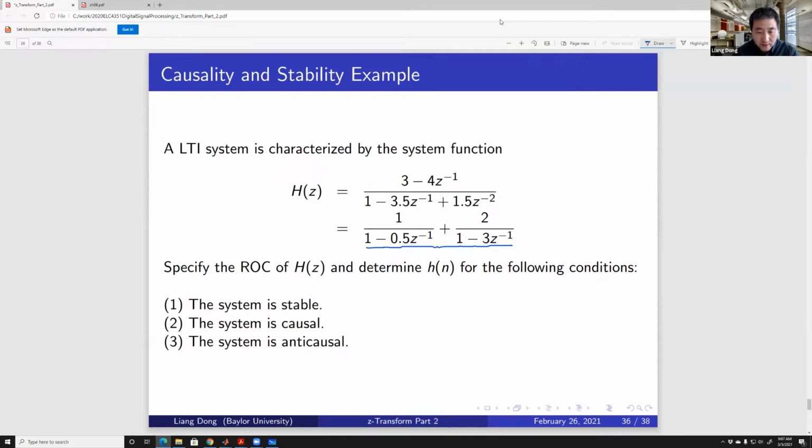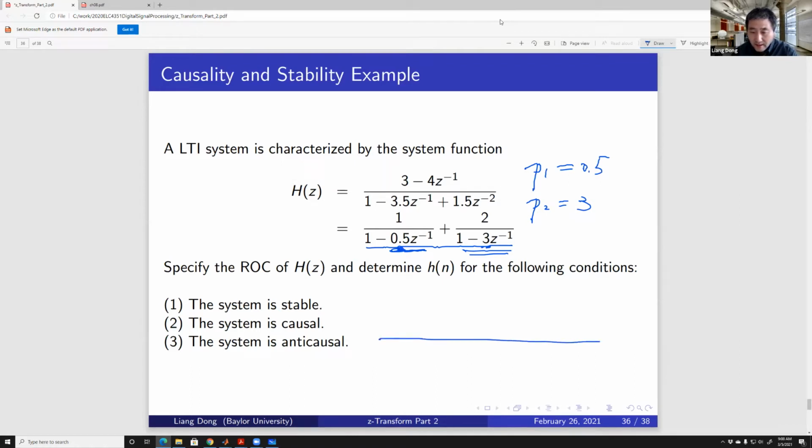We find there are two poles for the system function. P1 is equal to 0.5, which makes the first term on the denominator equal to 0. P2 is equal to 3, which makes the second term equal to 0. So those are the two poles. Because it's a function of z to the power -1, I simply copy this coefficient 0.5 and this 3.